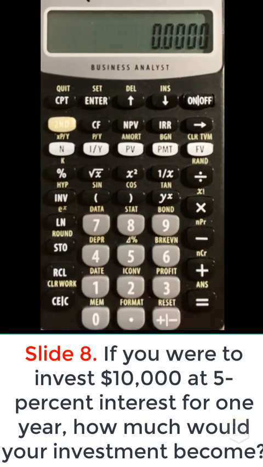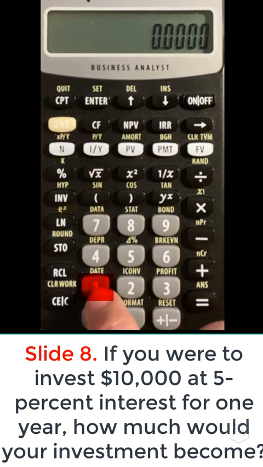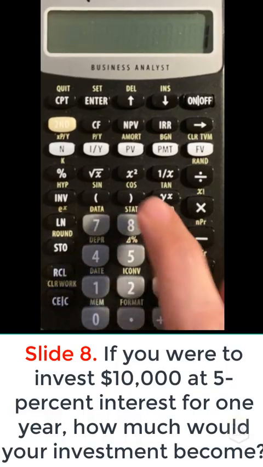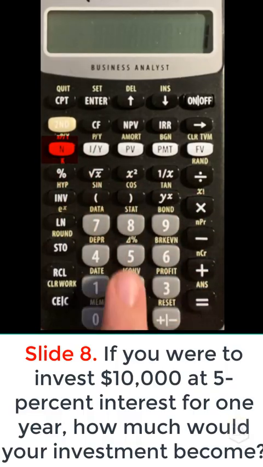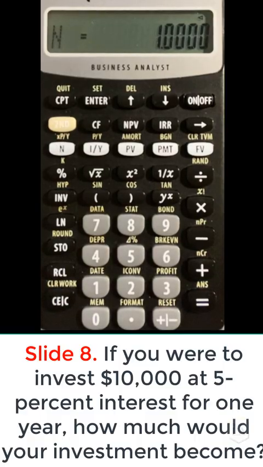So the first variable is the number of years, and the year is 1. So you start with the number and then you just enter it in the white key. So 1 N, and 1 will be stored into N.